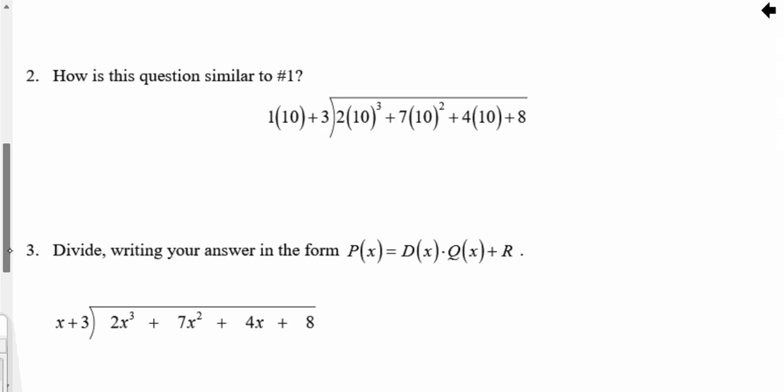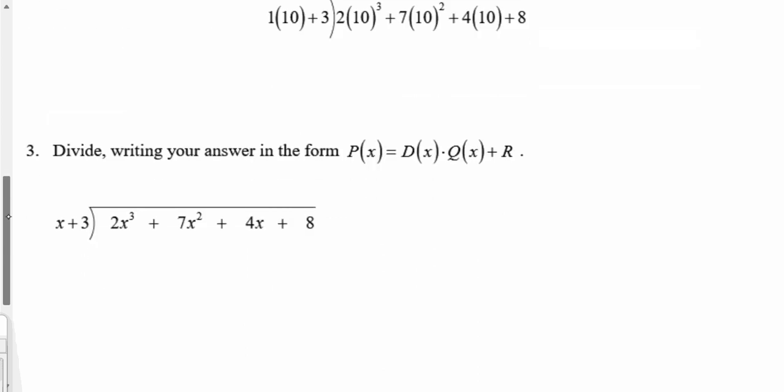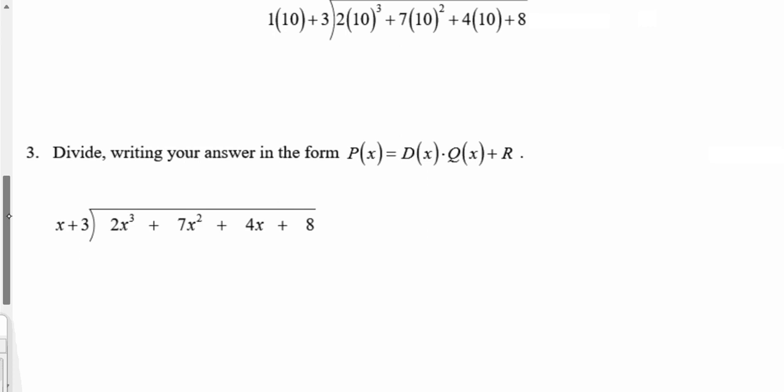So same question. Number 3, if I was to ask how is this one similar or different to number 2, then what would Nathan tell me? It's sort of the same, except in the place of power of 10, they have x. Yeah, it's the same, but instead of having the bases of 10, we have bases that are x.